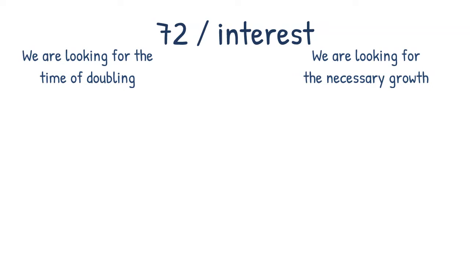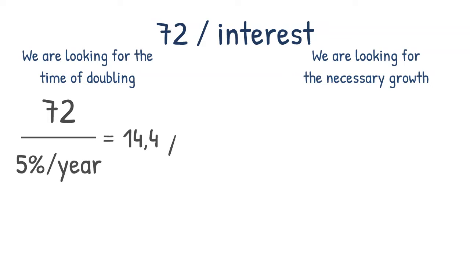Suppose there is a bank that gives a stable interest rate of 5% per annum. In this case, 72 divided by 5% per year, it takes 14.4 years for your money to double numerically. The same is true backwards.